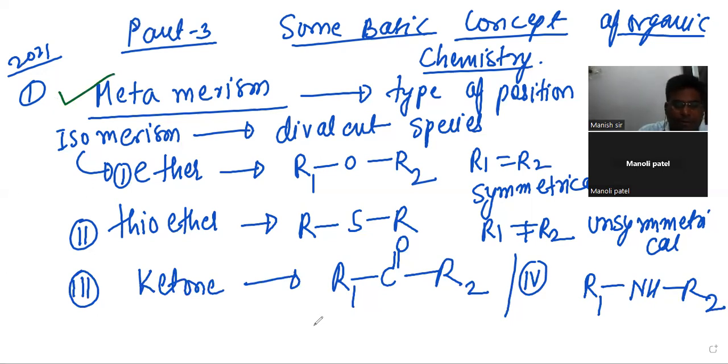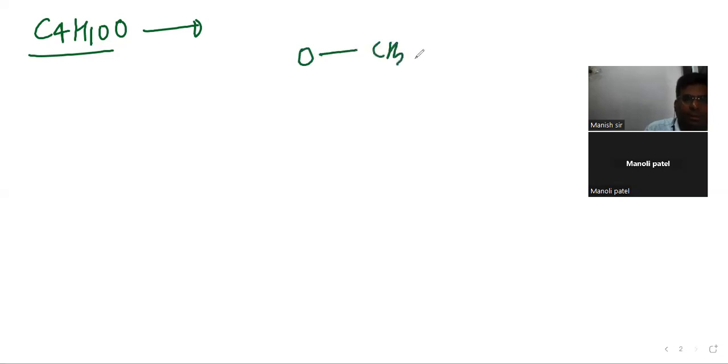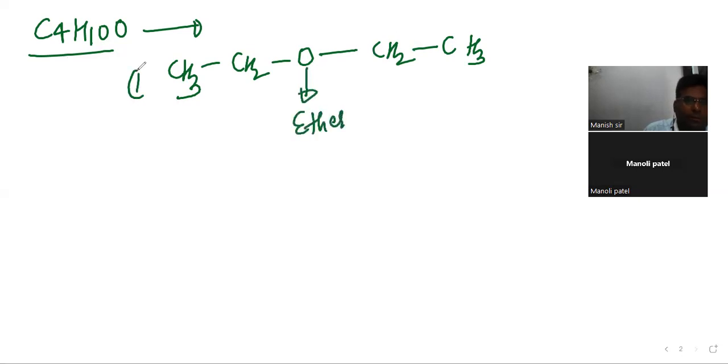So see the first option; I will explain it on the next page. The first option is given as C4H10O, so we will have different alkyl groups. Make the structure: 4 carbons are there, so I will write O with CH2CH3 on both sides. You can observe 4 carbons are given here. This is the first structure, and it comes under the functional group of ether. So this is the first member.